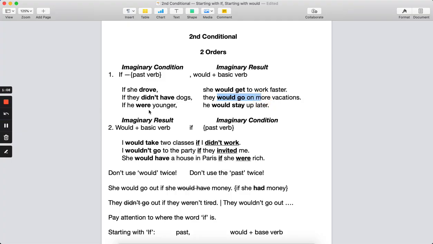And the third trick we saw was, what if the verb is be? He's 80 years old. He is 80. That's the verb be. If he were younger, he would stay up later.